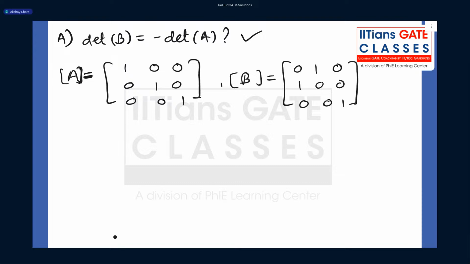And we know that determinant of identity matrix is 1. So you don't need to do the calculations here. So you'll get 1 as the determinant of A. And now you just calculate determinant of B. So what will be the determinant? It will be -1, because you can just do the calculation. So therefore option A is correct.